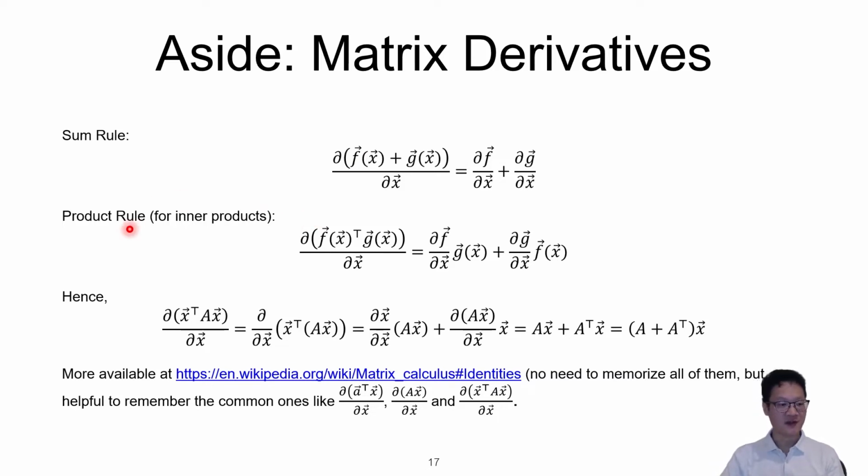We also need the familiar product rule. So in a scalar case, it would simply be f times g. Now it's actually the vector f transpose vector g. And the product rule looks exactly like the product rule that we're familiar with: derivative of f times g plus derivative of g times f, exactly the same.